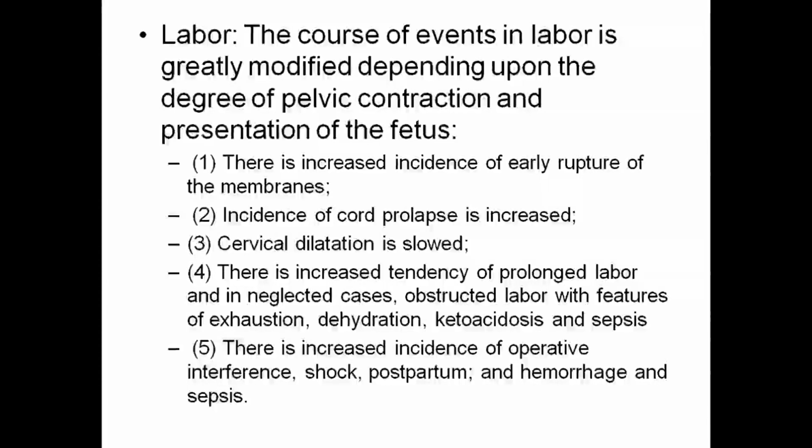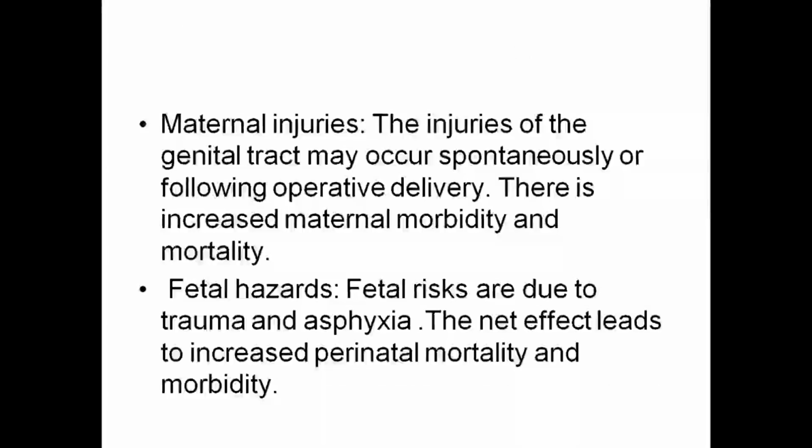The course of events in labor is greatly modified depending upon the degree of pelvic contraction and presentation of the fetus. There is increased incidence of early rupture of the membrane. Incidence of cord prolapse is increased. Cervical dilatation is slow. There is an increased tendency of prolonged labor and neglected cases of obstructed labor with features of exhaustion, dehydration, ketosis, and sepsis. There is an increased incidence of operative interference, shock, postpartum hemorrhage, and sepsis.